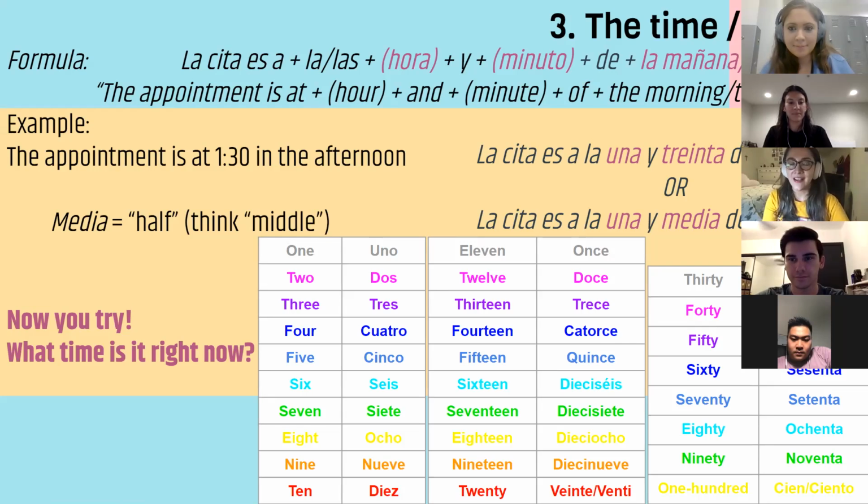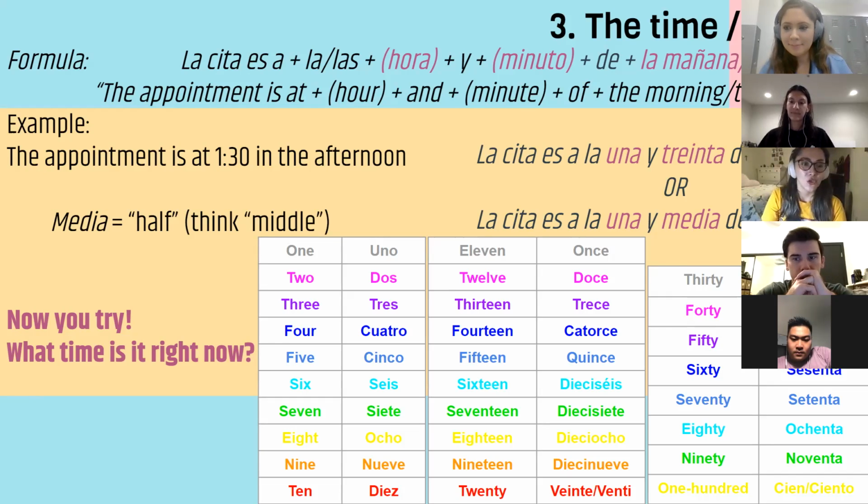Then you would say that la cita es a la 1:30 de la tarde. So the appointment, la cita, is at 1:30, la una y media, 1:30 in the afternoon, de la tarde.